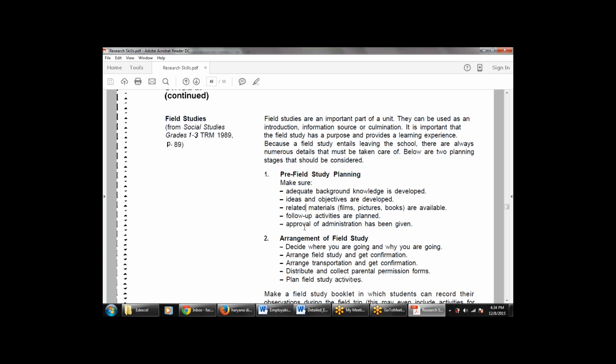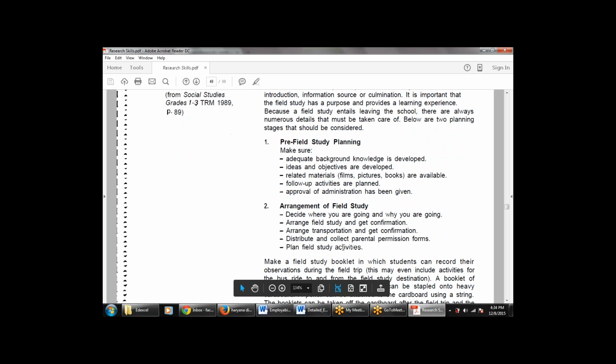So before the field study, there is the pre-field study planning. Then the arrangement of the field study. After making the arrangements before the study, now make the arrangements for the field study itself. That is, take care of the books, pens, pencils, projector, etc.